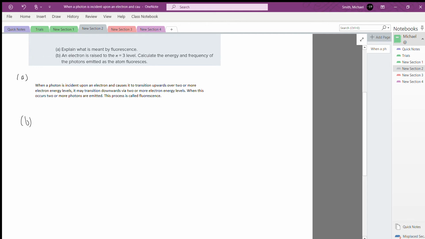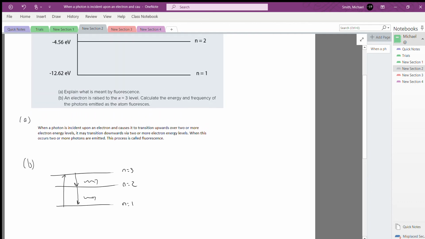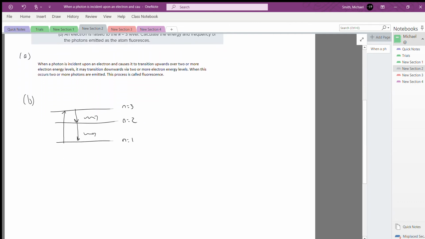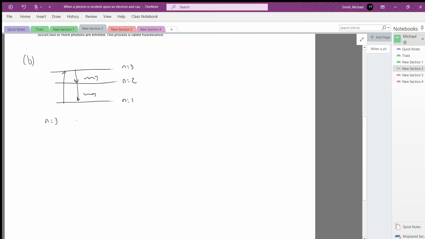So just to recap what we've just done, if we've got 3 levels here, so n equals 1, n equals 2, n equals 3, our electron has transitioned up to here, then it's going to revert back to n equals 1 via this level and this level. Each time emitting a photon, what we need to do is calculate the energy and frequency of each of those photons. So let's do the n equals 3 to n equals 2 transition first.